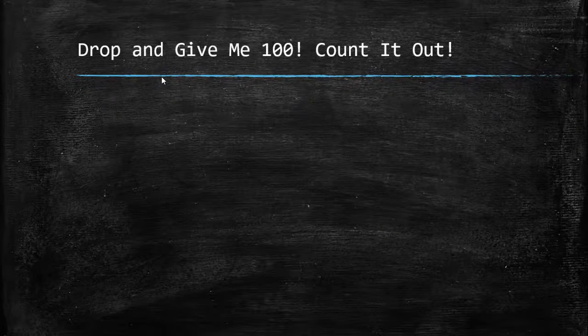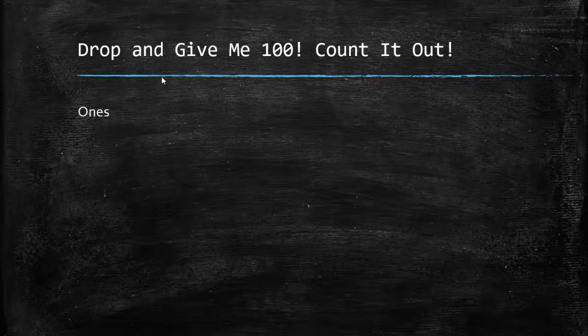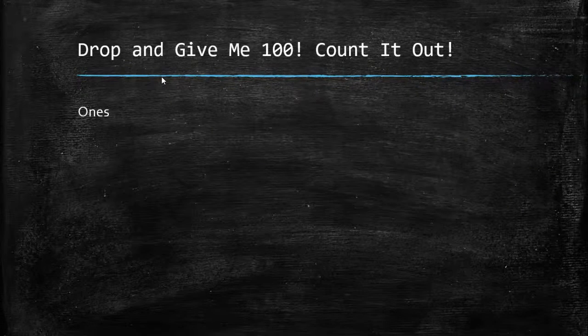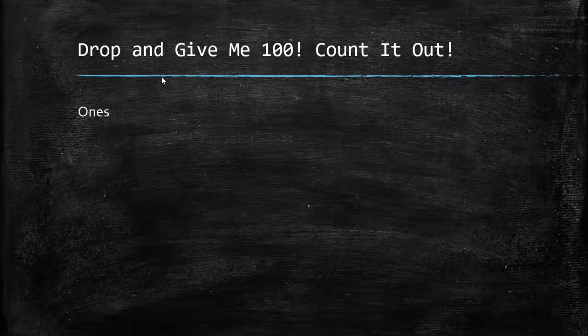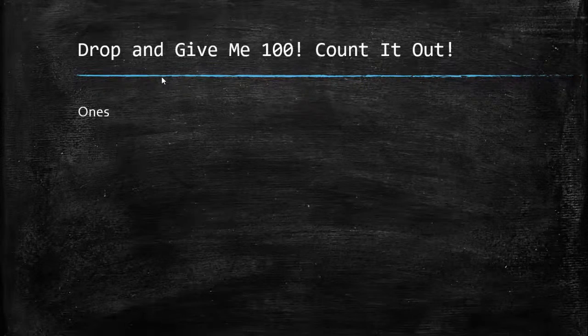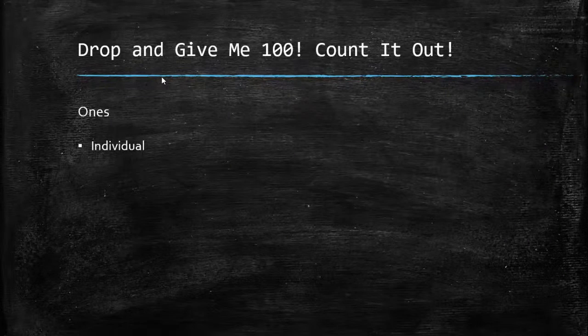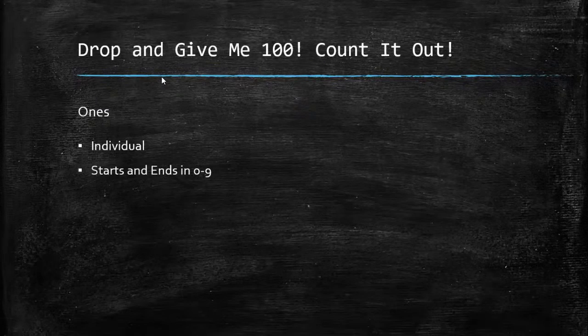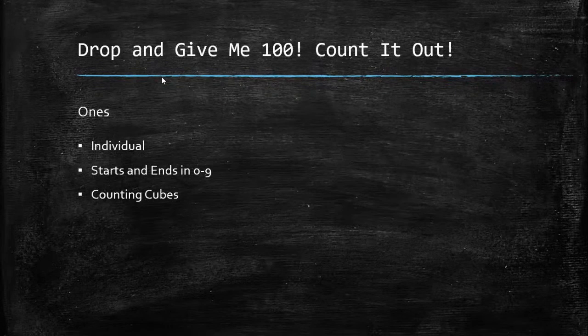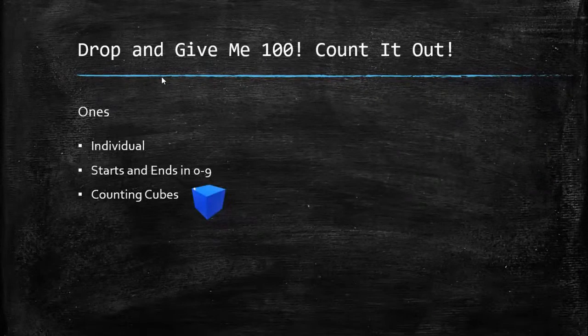Drop and give me 100. Count it out. Ones. What are the significant factors of ones? Well, ones are individual. Ones start and end in 0 through 9. And to count ones, you use what we call counting cubes.